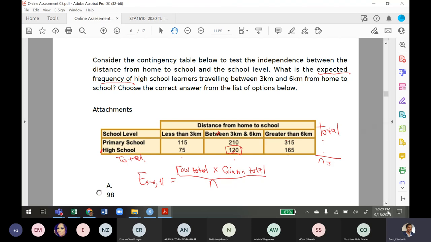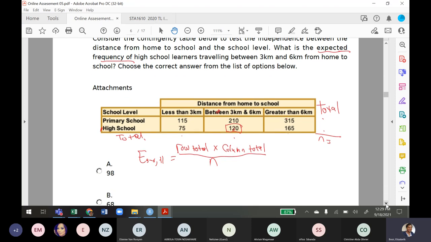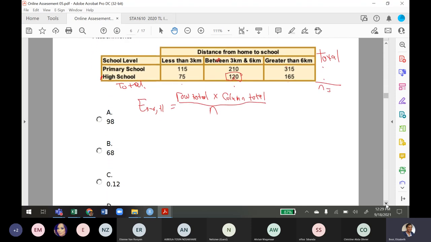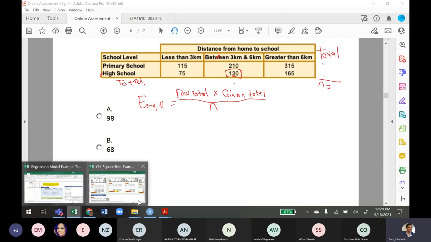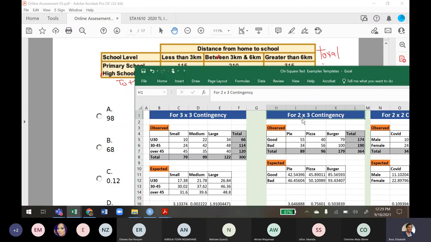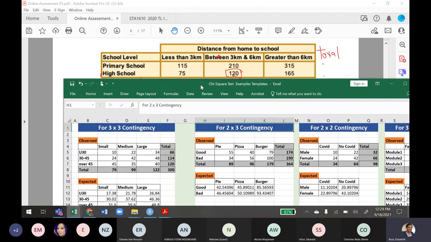Since it works almost the same, we're going to use the same table that we had previously. The 2 by 3, we go there. We'll use the 2 by 3 table to capture the values.